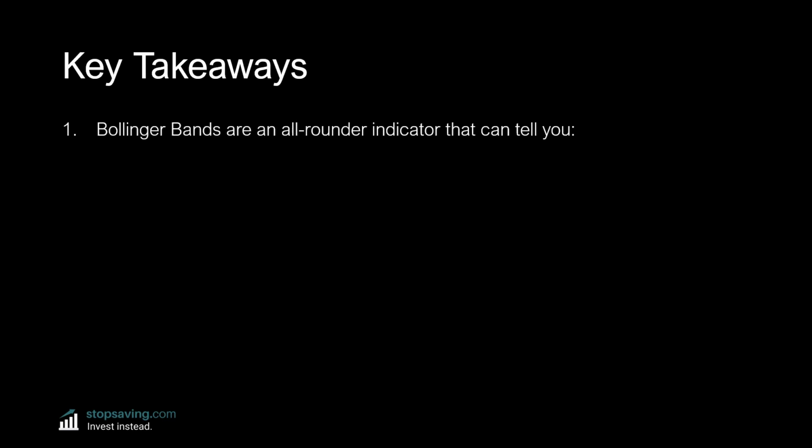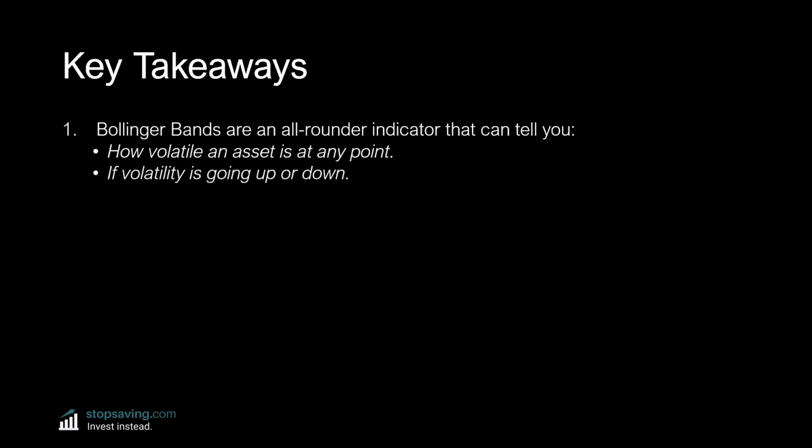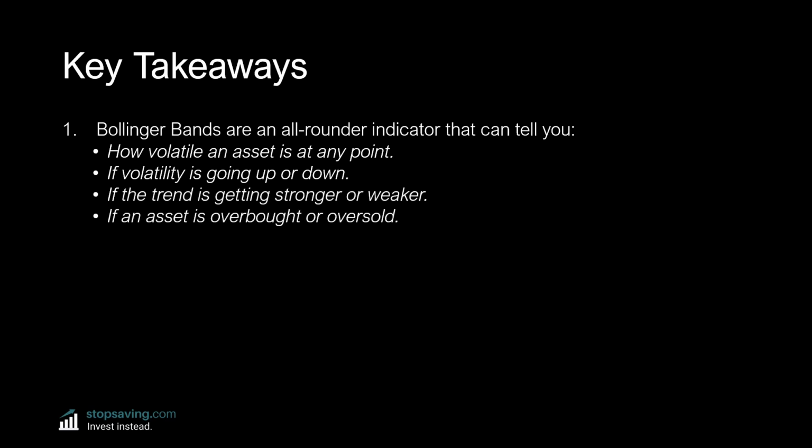So that's the end of this video, and here are the key takeaways. Number 1, Bollinger Bands are an all-round indicator that can tell you how volatile an asset is at any point, if that volatility is going up or down, if the trend is getting stronger or weaker, if an asset is overbought or oversold, or if there's extreme price movement.